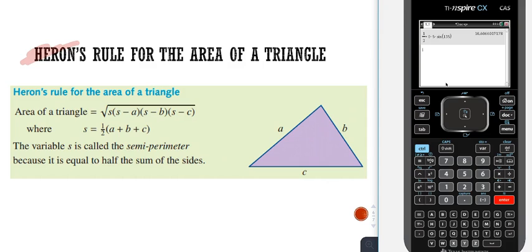The last formula is Heron's rule for the area of a triangle. This is if you have all 3 side lengths. Heron's rule is described as the square root of s times s minus a times s minus b times s minus c, where s is all of your side lengths added together and divided by 2. So it's called a semi-perimeter. And it's a straight substitution into your formula there for the area.